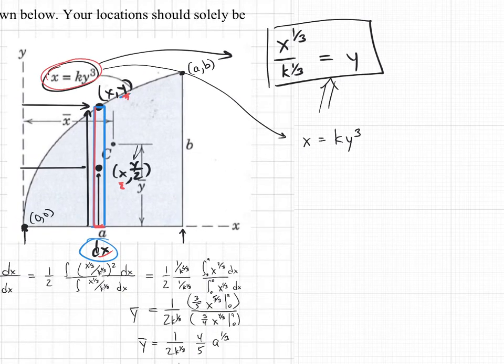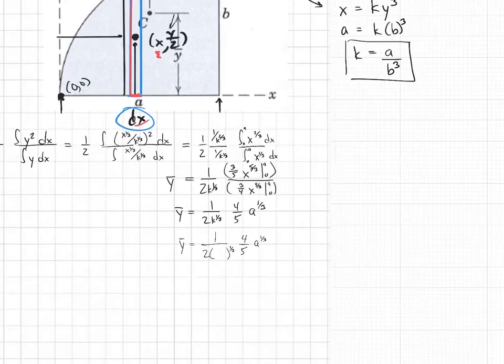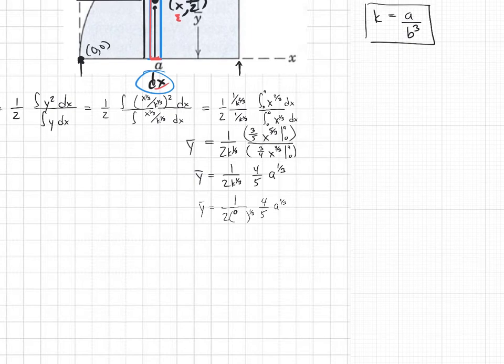Okay, and for x, I'm going to plug in a. And for y, I'm going to plug in b cubed. Okay, and that allows me to say that k equals a over b cubed. Which turns out that that's actually going to be really nice for us. A over b cubed. Okay, and hopefully you can already see why.